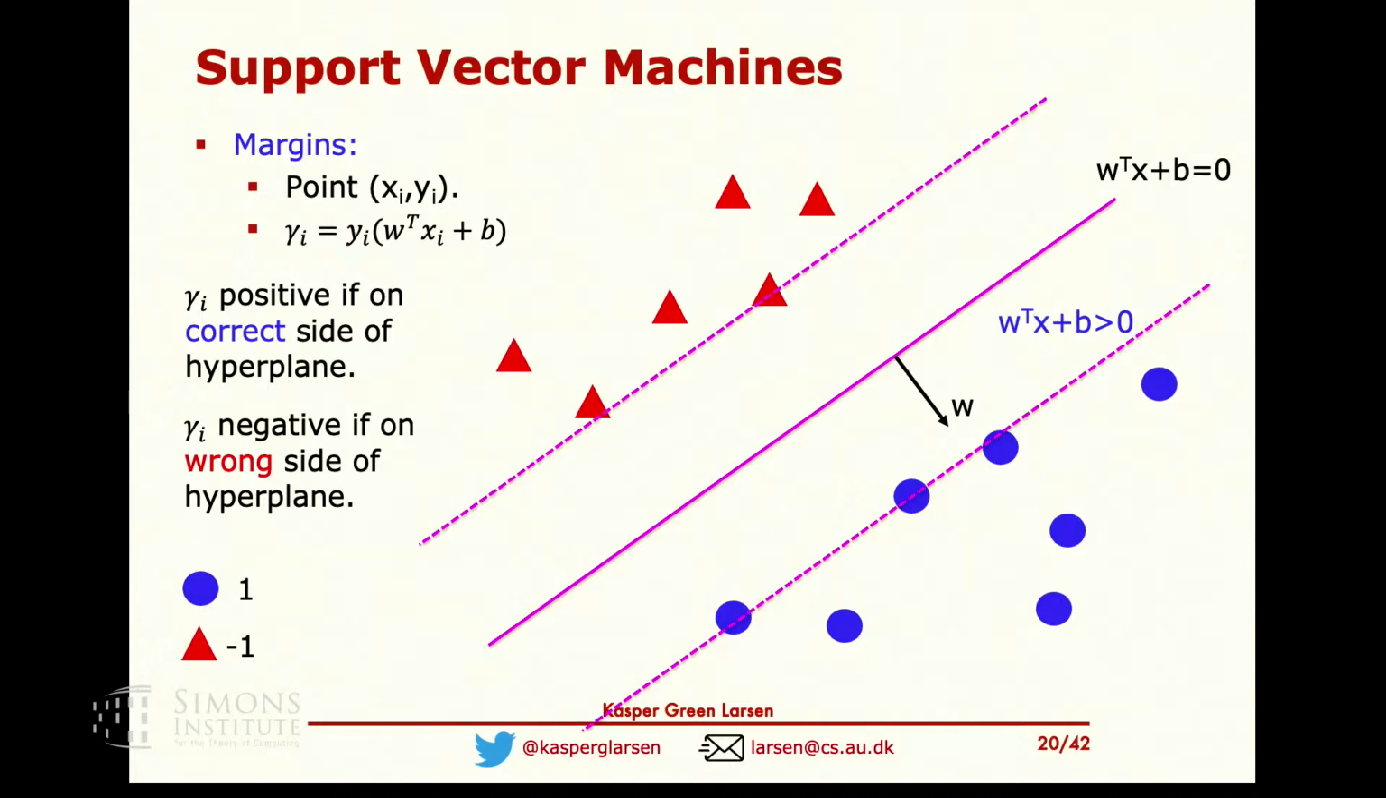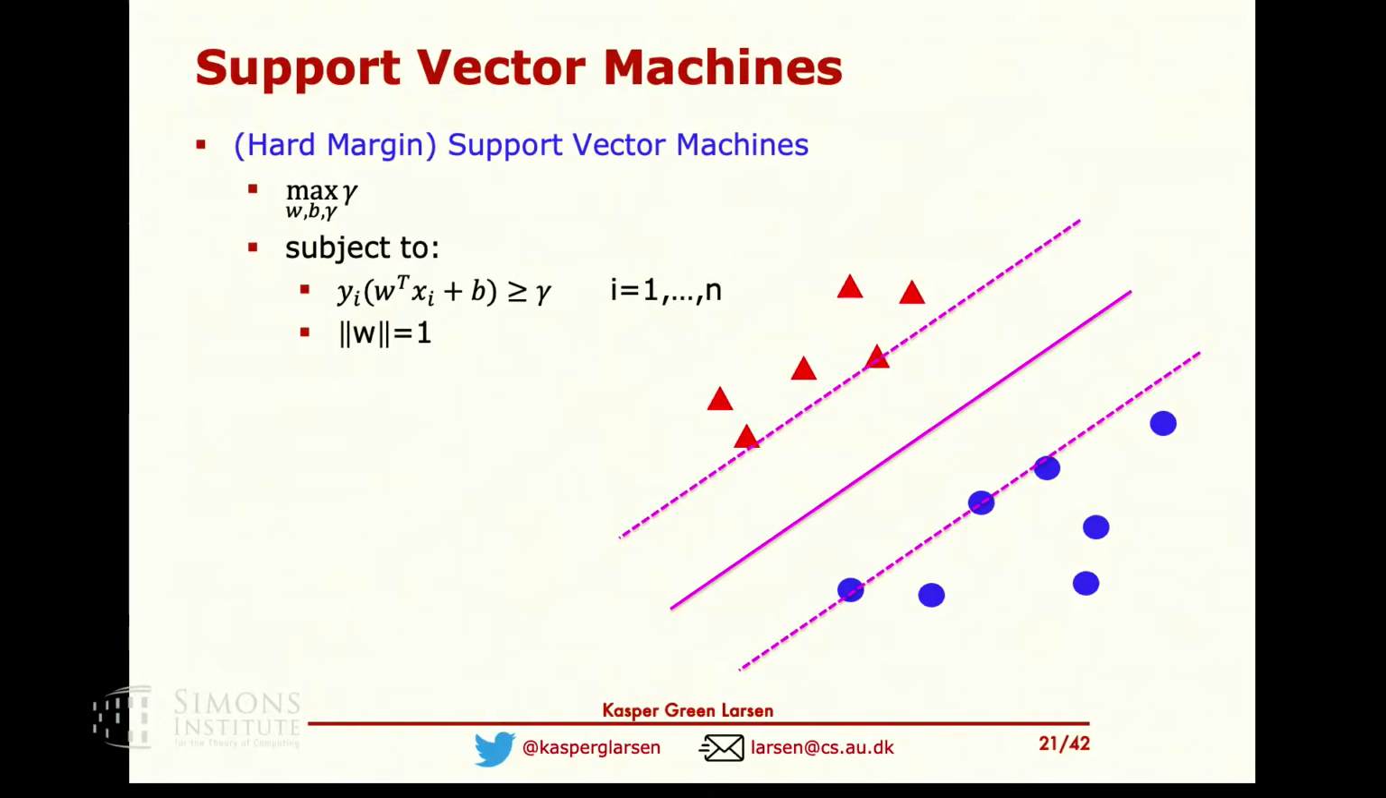So in this case, everything on this side has a positive number before you multiply it with the label, and everything up there has a negative number before you multiply it with the label. And so the red points will have a positive margin, and so will the blue ones.